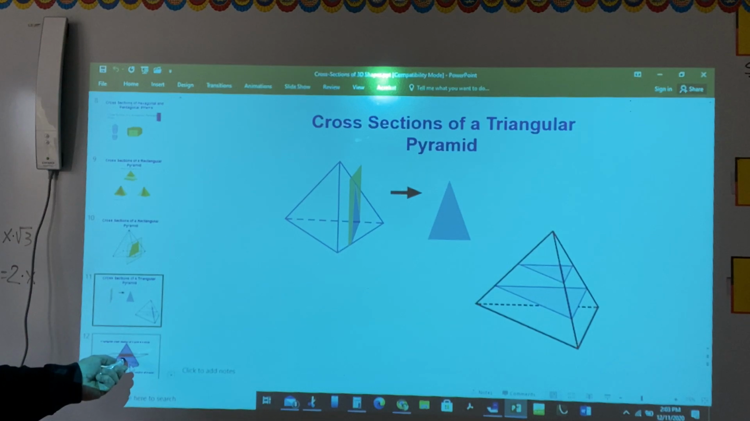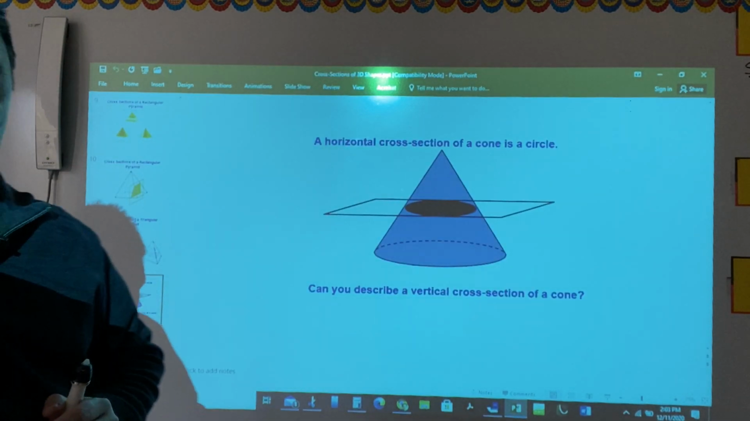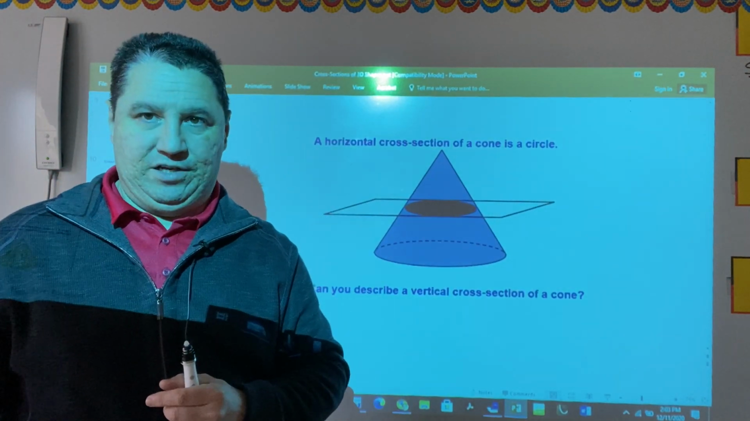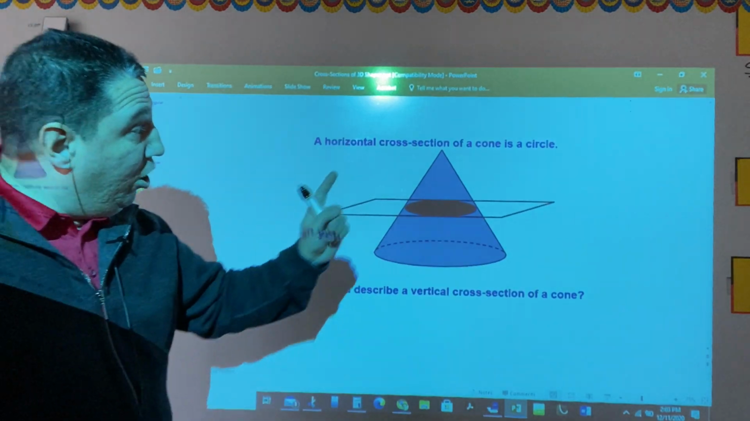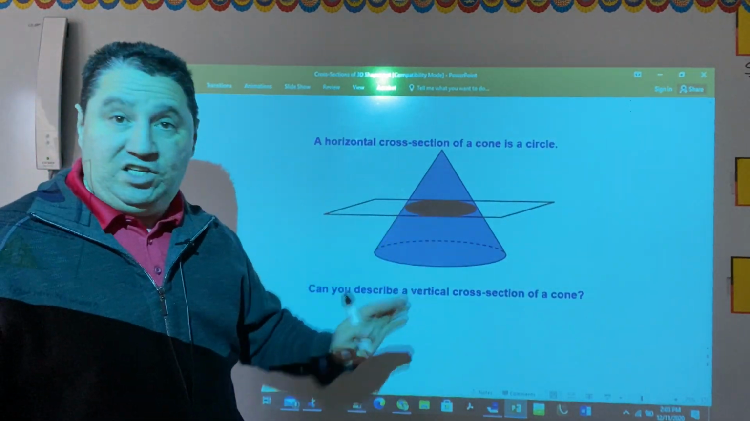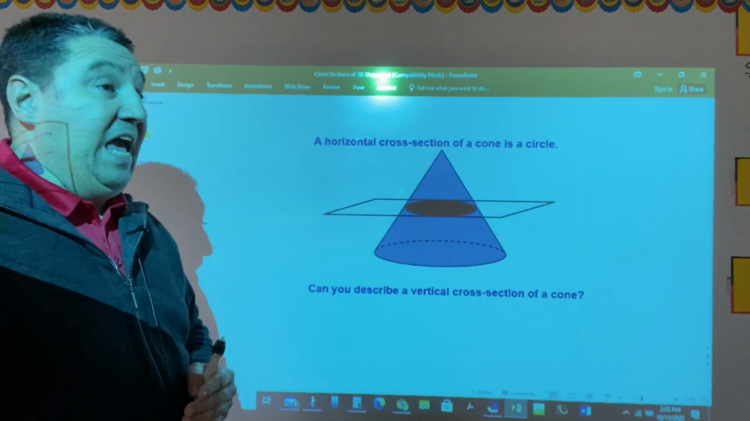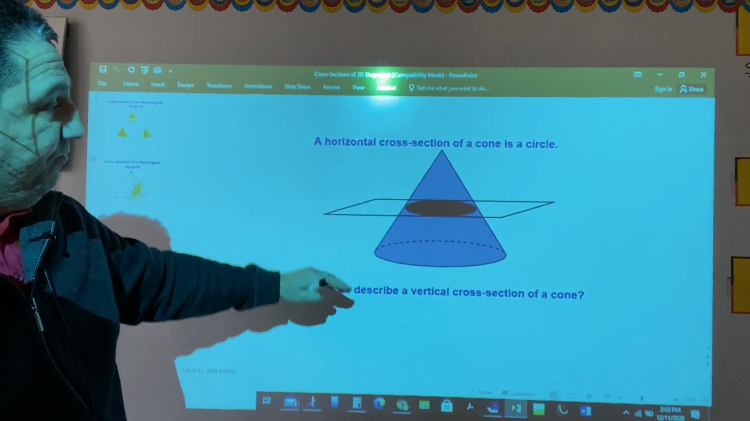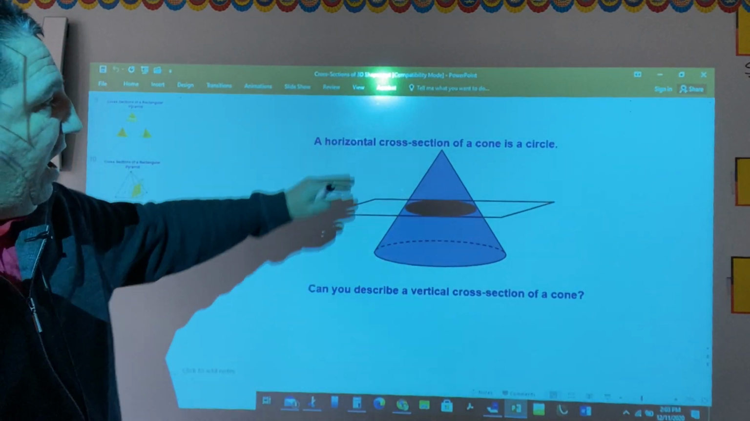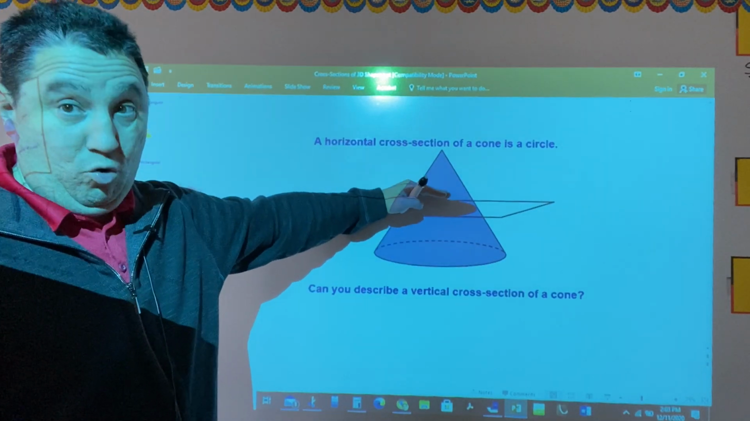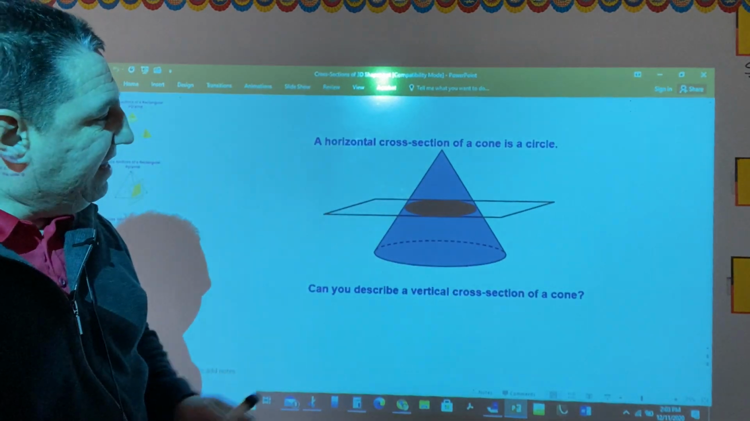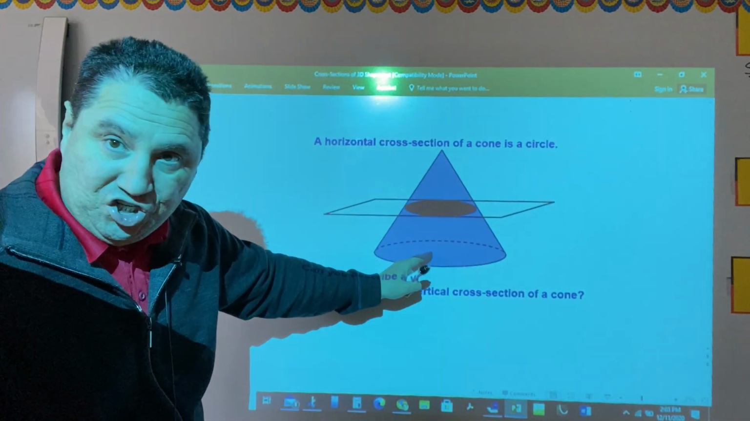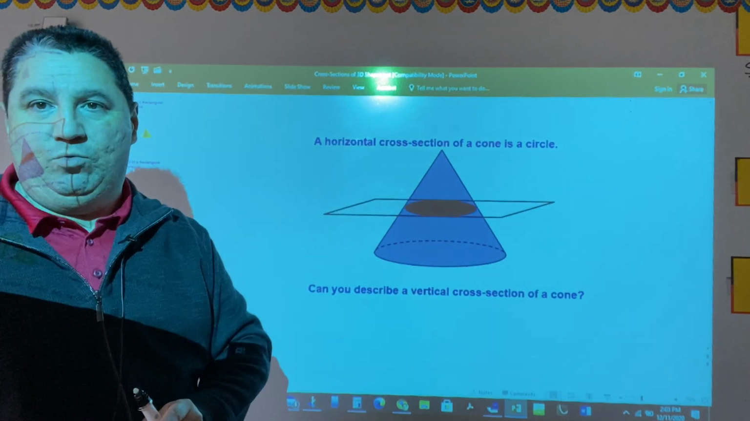Let's talk about another interesting solid and its cross sections. Look at this shape. This object is called a cone, right? And if we cut this cone by a horizontal plane, or parallel to the base, the resulting cross section would be a circle. It is the same as the shape of the base, which is a circle.